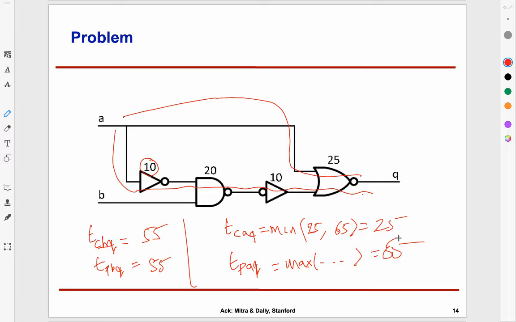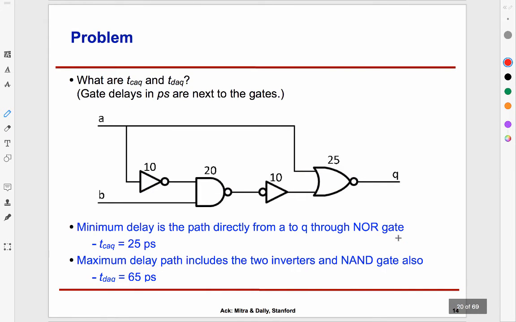Of course, you can imagine CAD tools can do this kind of delay analysis given a circuit. Of course, those circuits are going to be a lot more complicated, but it's some graph algorithm which can do all this.